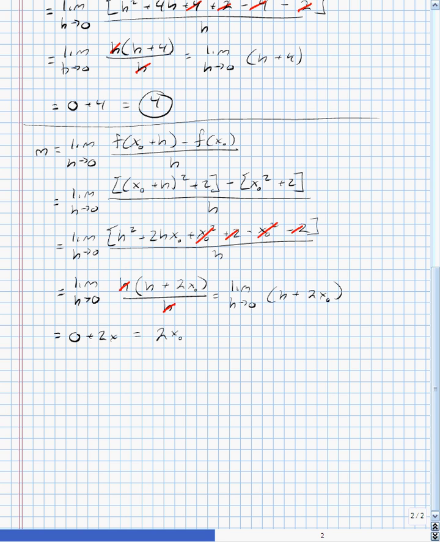Now to prove to ourselves that this answer is the same as the answer up here, in the last problem we said we want to know the slope at x naught equal to 2. So m of 2 is equal to 2 times 2, which is 4, the same answer we got right back up there.